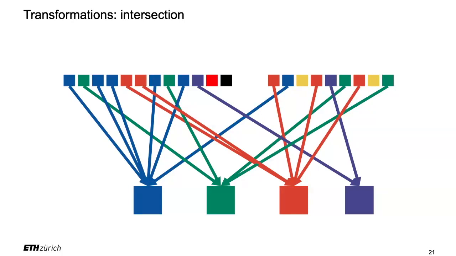Yellow, no, because it's only on the right. Black, it's only on the left. Red, it's only on the left, and so on and so on. So this is the intersection. Again, spaghetti all over the place on that one. Okay.